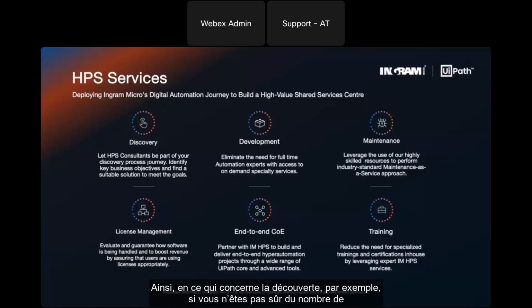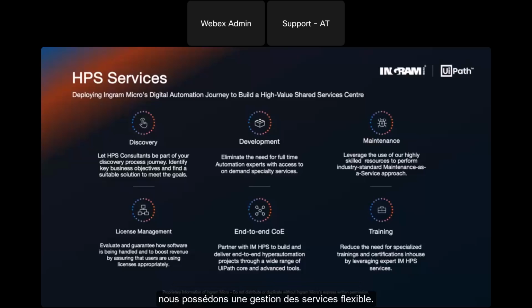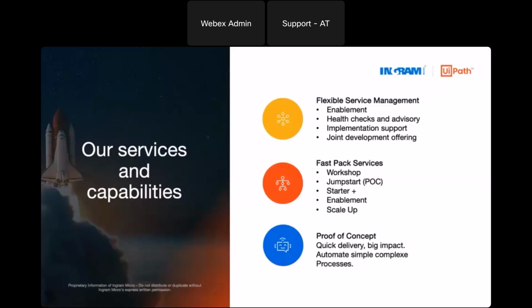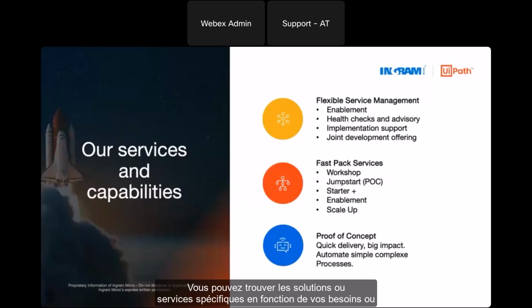So from the discovery, for example, if you're not sure of the number of processes or tasks that are prone to automation inside your customer's organization, we can start that process with the discovery service, right? We can discover and identify key business objectives for your customers and find the solution to meet those goals, those objectives. Of course, the development, the maintenance, all the management, the training, everything that your customers and you are going to need throughout their automation journey. And enabling different capabilities, we have this flexible service management. We have fast pack services, proof of concepts.